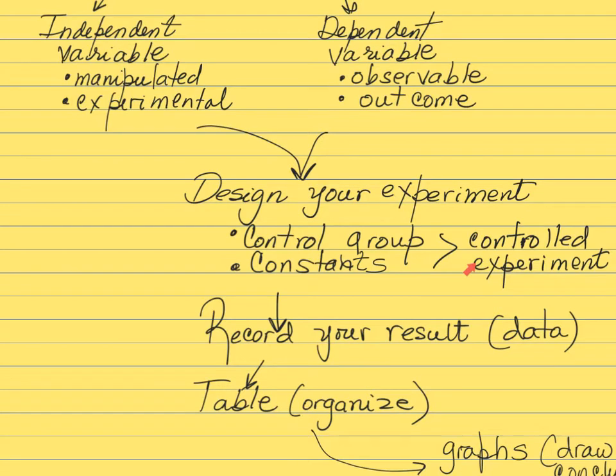A controlled experiment is when you have only one factor change at a time, and that factor that is changed at a time is the independent variable. Okay? So once you have the control group and the constants, then you're going to be able to design your experiment.